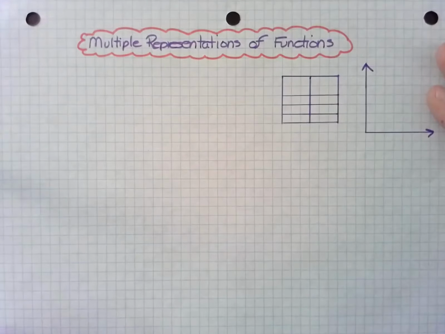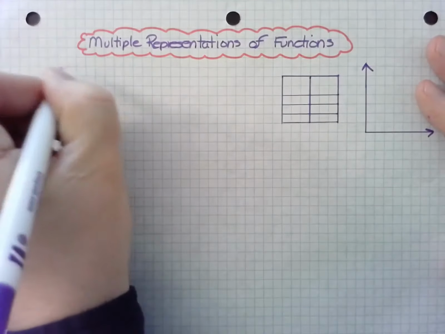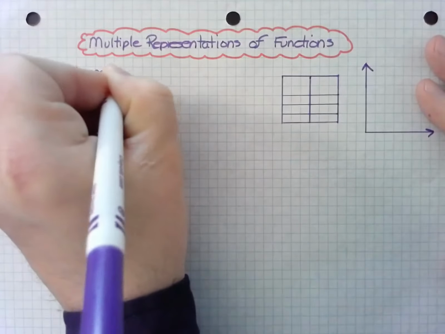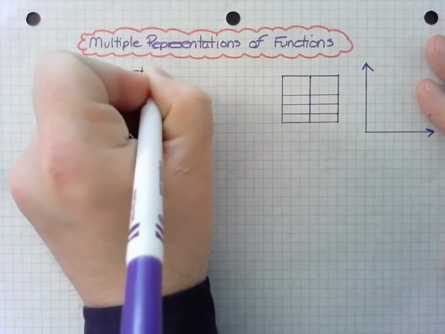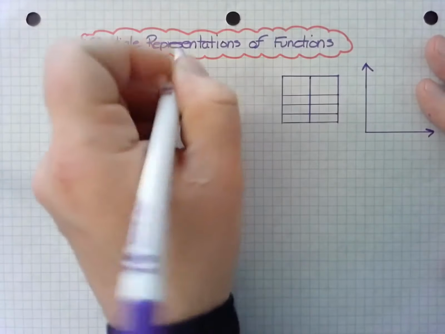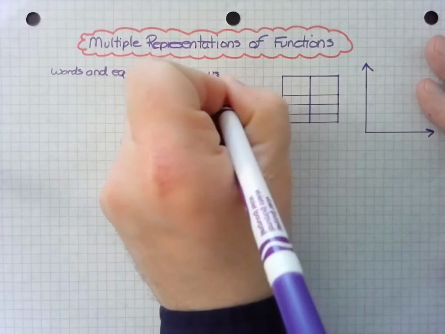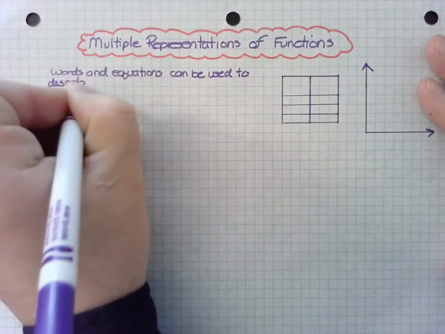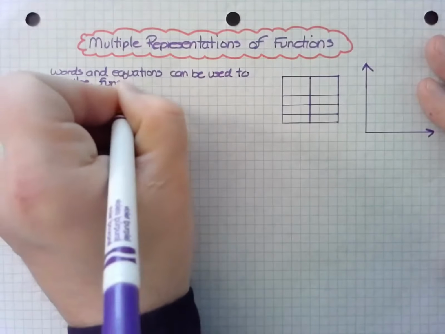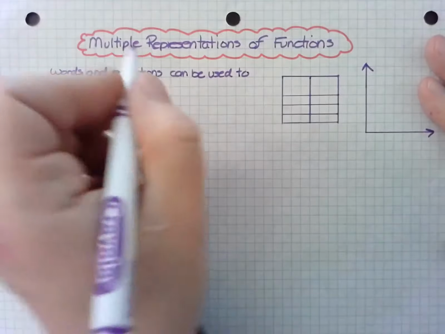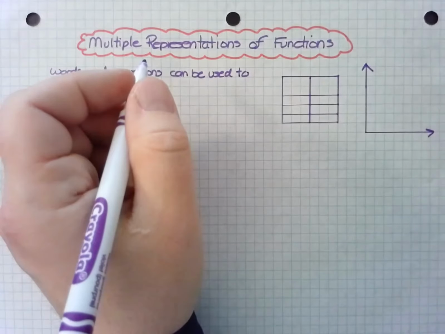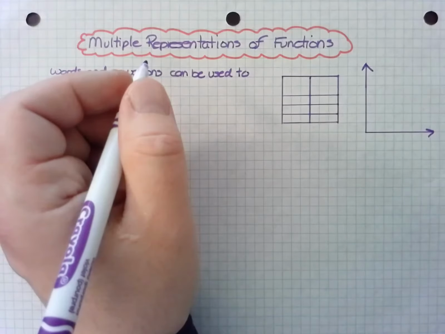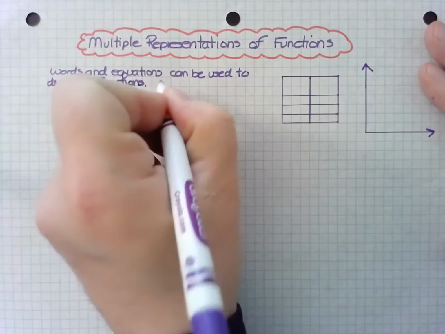Functions using words and equations. So words and equations can be used to describe functions. For example, when a rate is expressed in words, it can be written as an equation with variables. When you write an equation, determine what variables to use to represent different quantities.